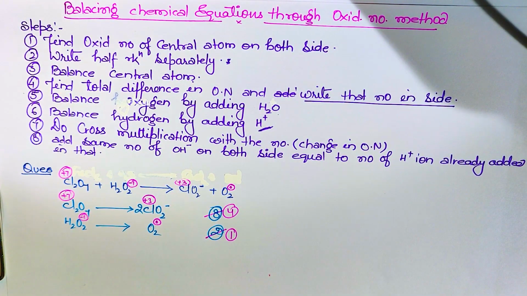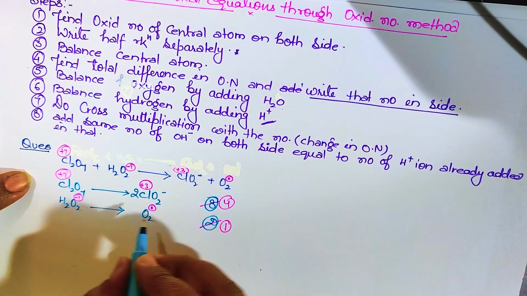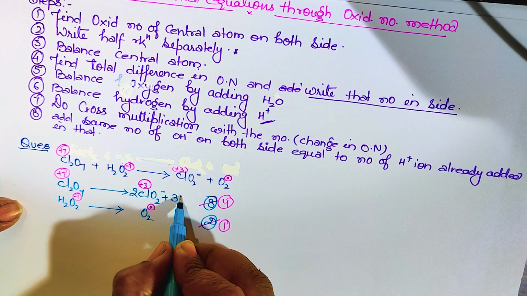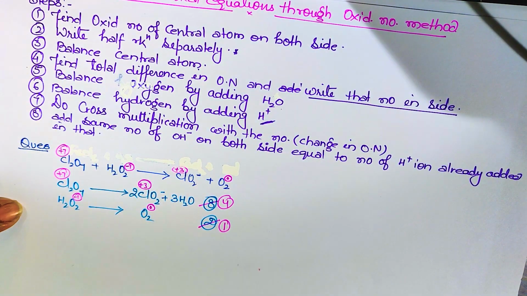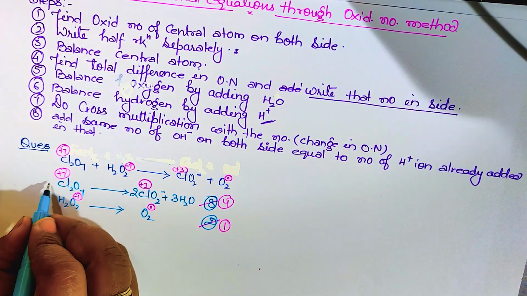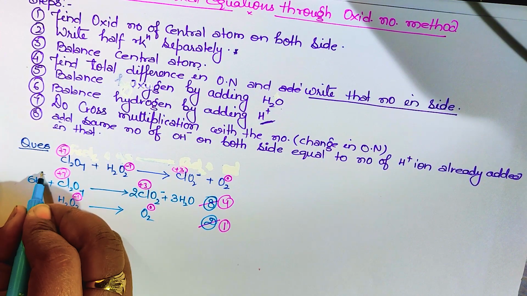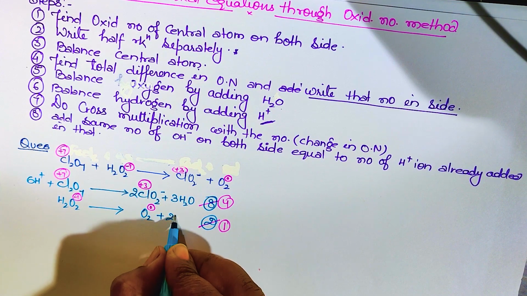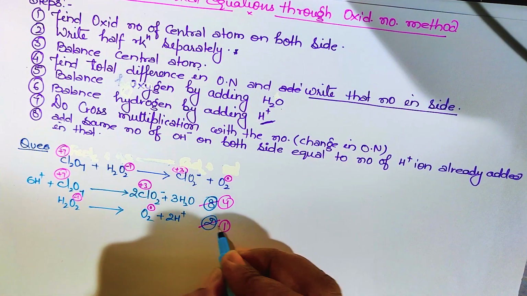Now what next? Balance the element, that is oxygen and hydrogen, and after that we will do the cross multiplication. In this case there are 7 oxygen on this side and 4 there, so we will add 3H2O, and to balance hydrogen we have to add 6H plus in this case. Now in this case 2 oxygen, so to balance hydrogen 2H plus. Now do this cross multiplication.